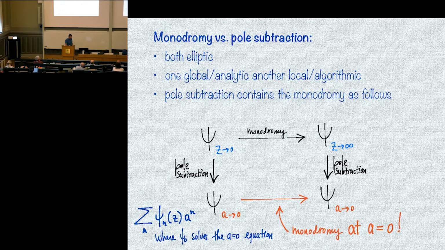They're both elliptic matrices, elliptic functions of the same size. They compare two different solutions of the same equation. But one is some global analytic object: to go from an equation to its monodromy is a transcendental map and requires some global knowledge. Whereas to take poles and trade them for other poles is just completely local computation, completely algorithmic.